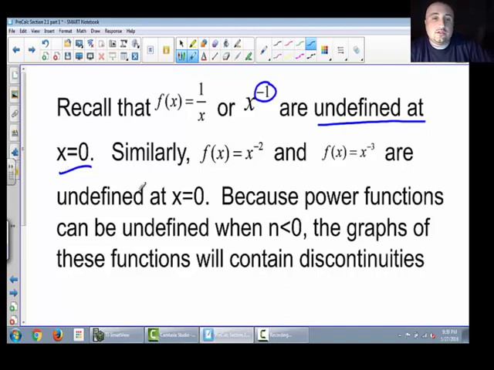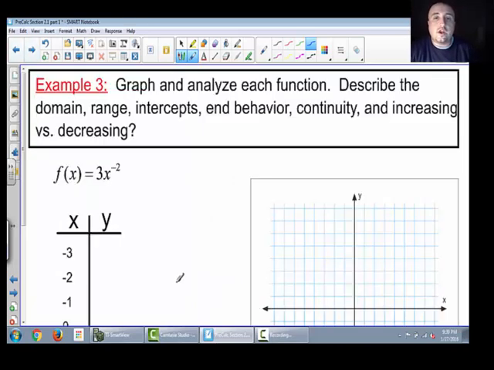Because power functions can be undefined when n is less than 0, the graphs of these functions will contain discontinuities. So as long as our n, so y equals ax to the n, if n is less than 0, it's going to be discontinuous. Okay, so let's look at an example. All right, so we have a negative exponent here.